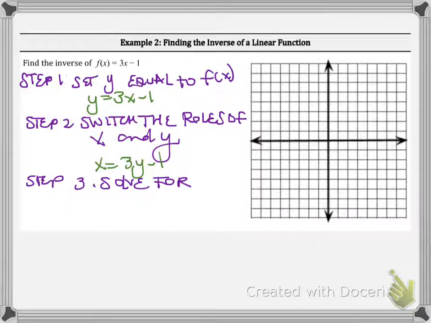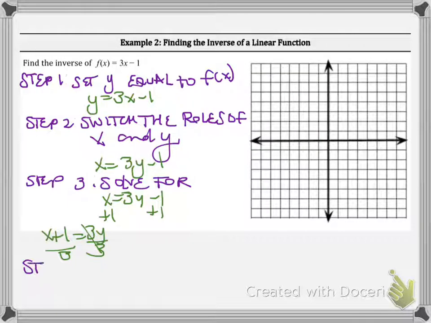So we have x equals 3y minus 1. Add 1 to both sides. So now you have x plus 1 equals 3y, divided by 3. And then the last step, step 4, is to write the inverse function.